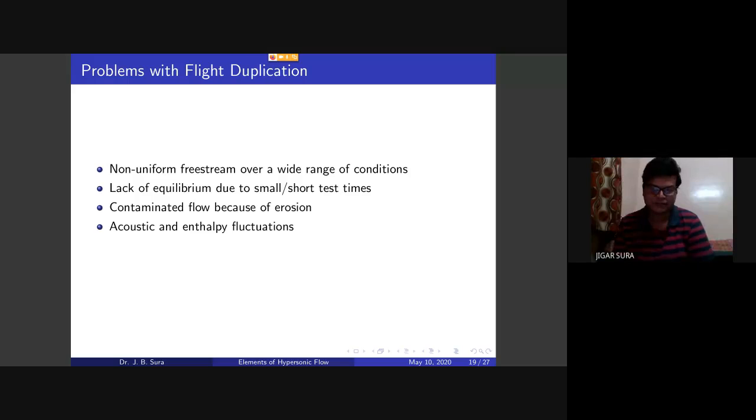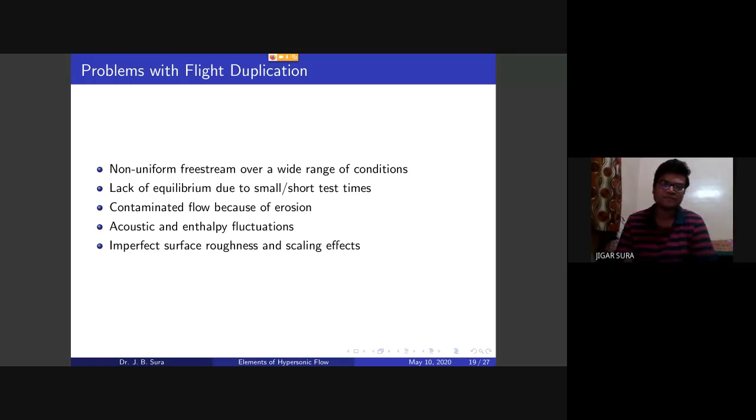And enthalpy fluctuation. So during the entire experiment, you don't have the same enthalpy values. It's not possible by nature itself. Even if you take a small wind tunnel in your lab, you will not get the same velocity continuously. You will get fluctuations, maybe negligible, but fluctuations. So it is a problem.